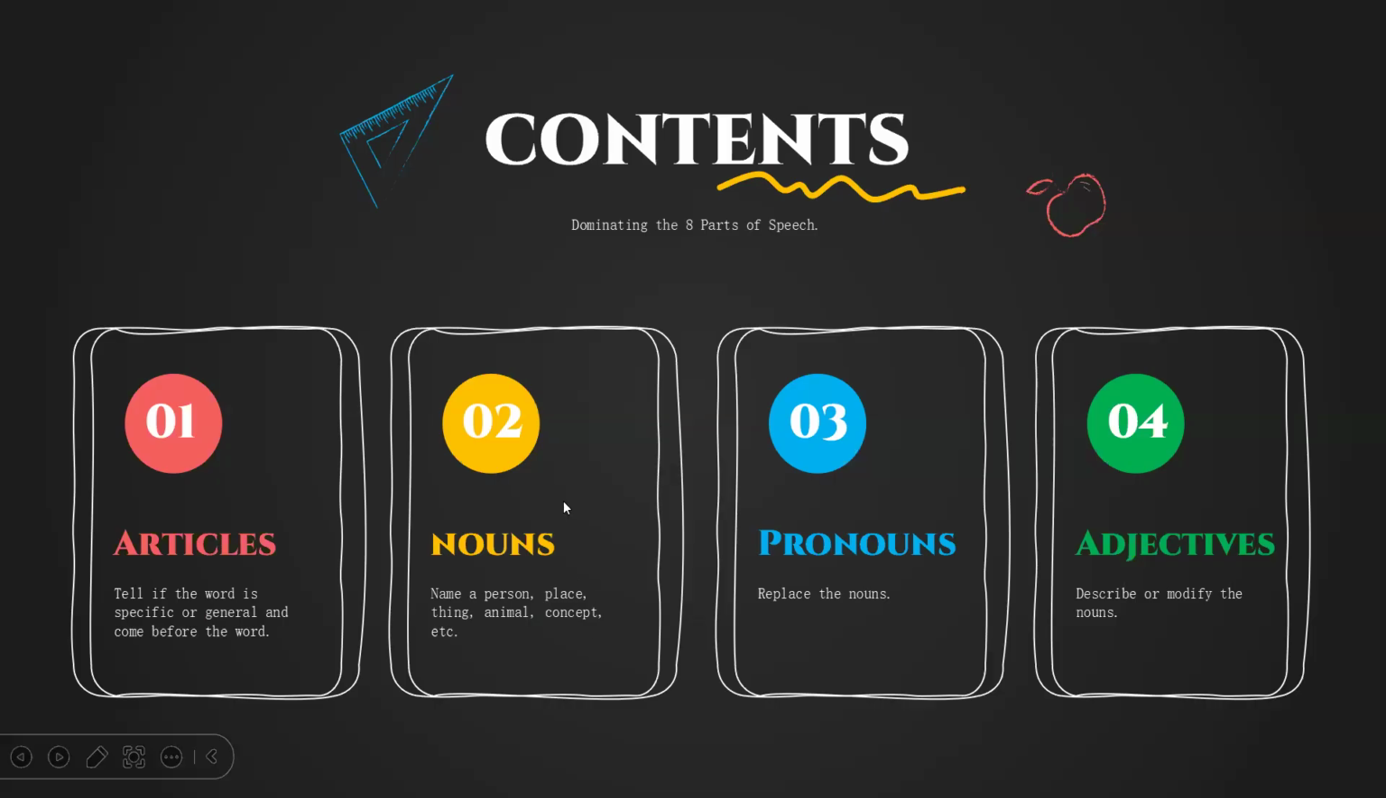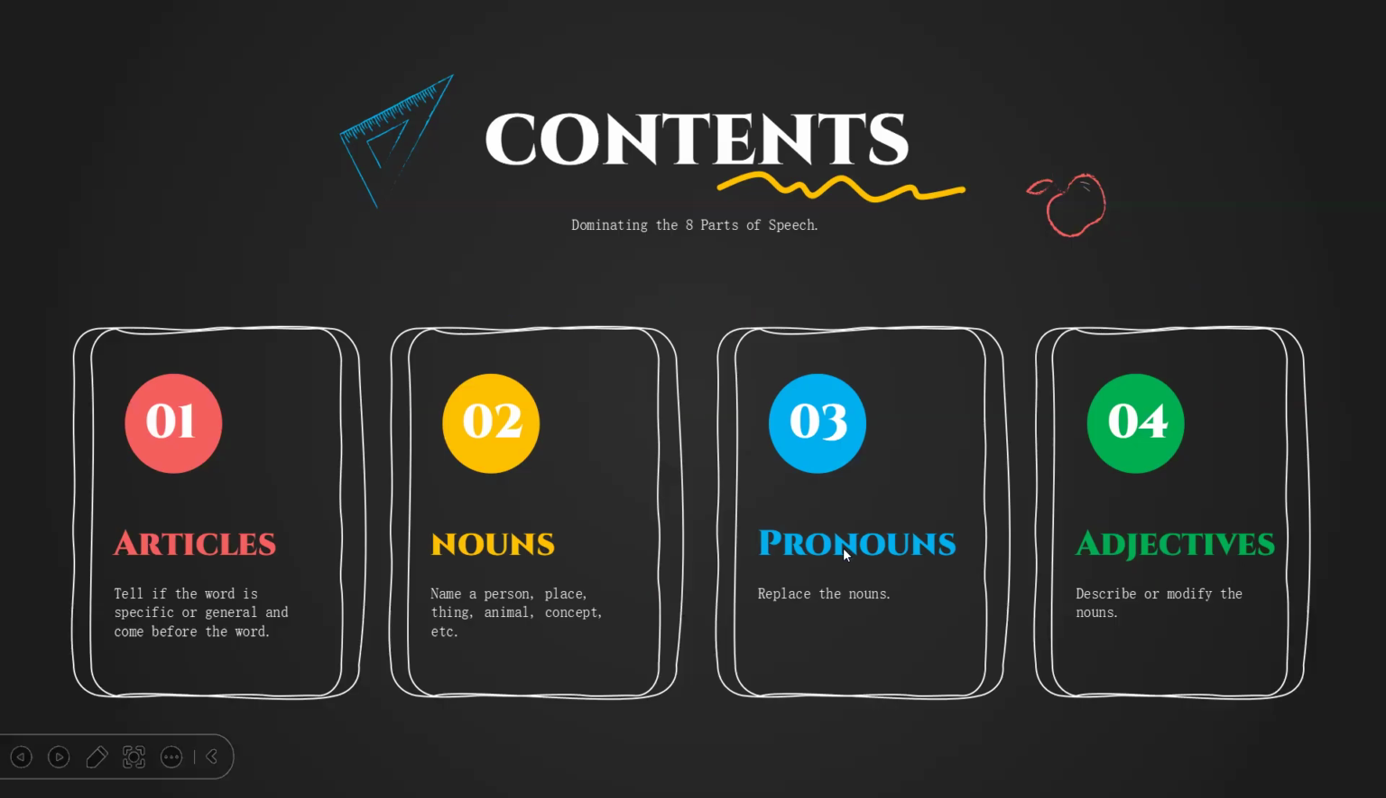The next part of speech is what we call nouns. Nouns can be a person, place, thing, animal, concept, etc. So these are basically the vocabulary that we learn on a daily basis.